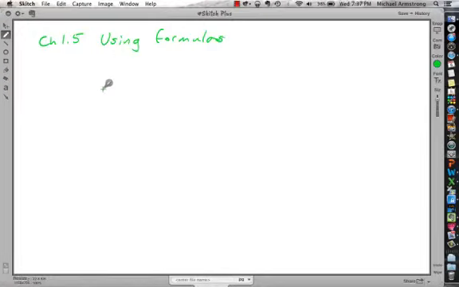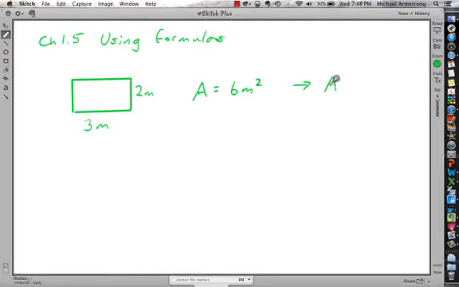Now most of you know how to find the area of a rectangle. If I draw a rectangle, or something that looks close to a rectangle, it's not going to be perfect, and I let you know that it's 3 meters by 2 meters, you know that the area is 6 meters squared. You multiply 3 times 2, length times width, and that comes out to 6 meters squared. And the actual formula for a rectangle is area equals LW, and that stands for length times width.